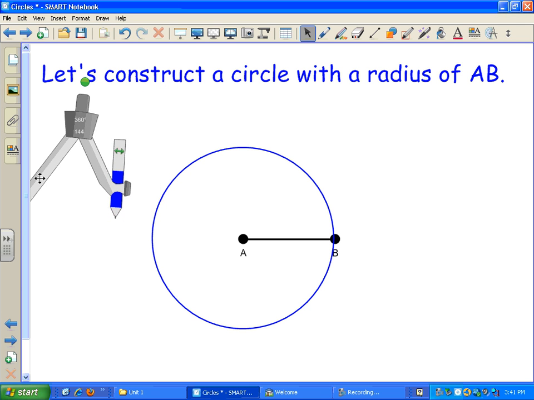So there you have it. That's what we're going to examine with circles, and good luck.